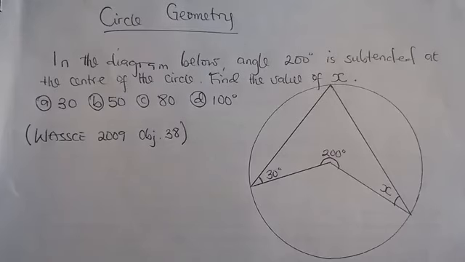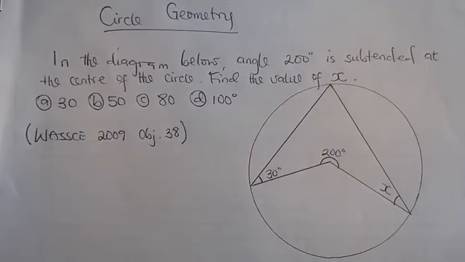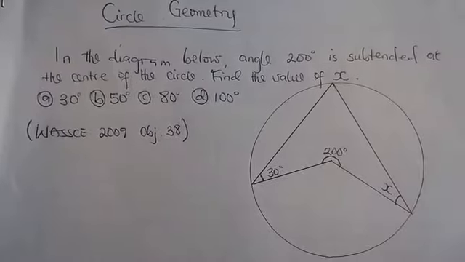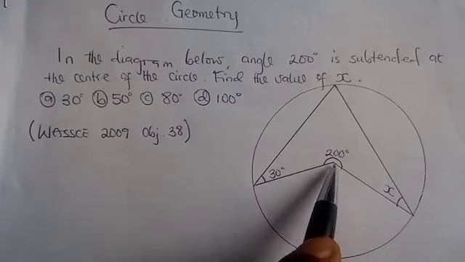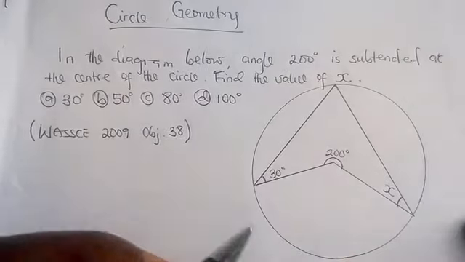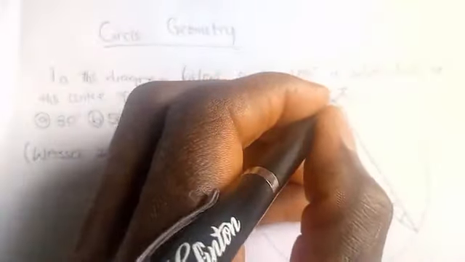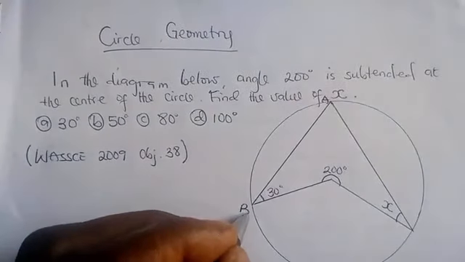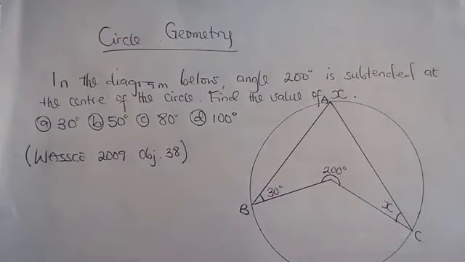This is WASSCE 2009 question number 38, objective test. So we are going to use some theorems in addressing this problem for us to get the value of x. Okay? When you look at this shape, let's name this angle A, angle B, and then C.